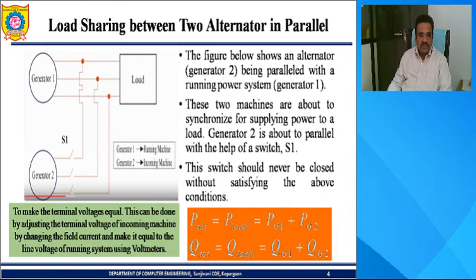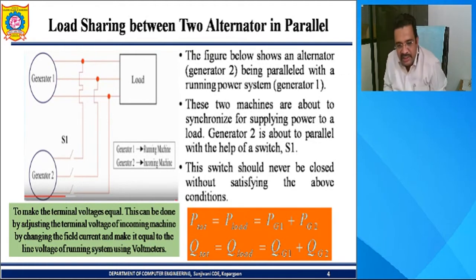Now we are going towards the next topic, load sharing between two alternators in parallel. The basic requirement is that if the load is more, then we utilize more than one alternator to supply such a load. Here you can see a figure that shows generator 2 being paralleled with a running power system, or generator 1. In this figure, we are going to connect alternator 2 in parallel with generator 1. These two machines are about to be synchronized for supplying the load, that is, a parallel operation.